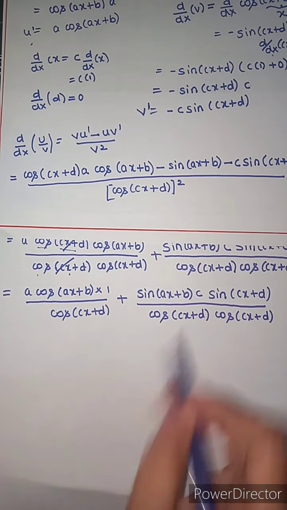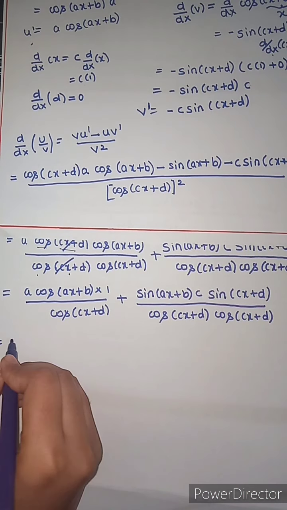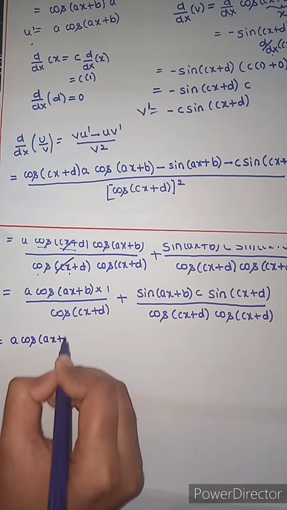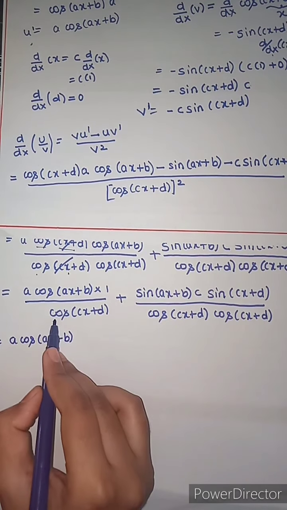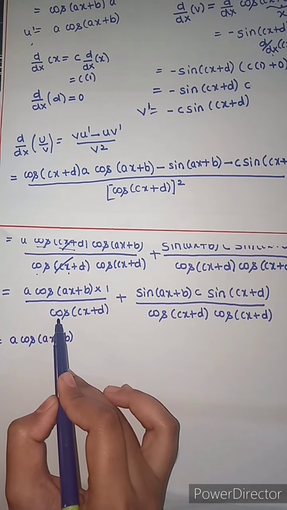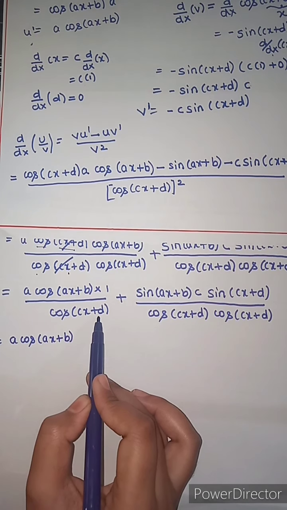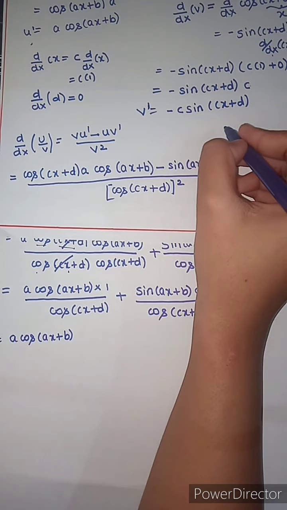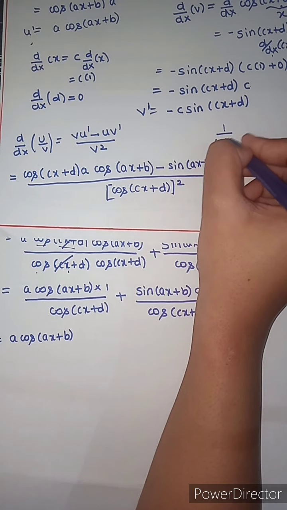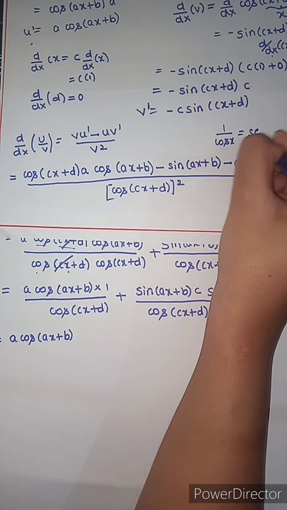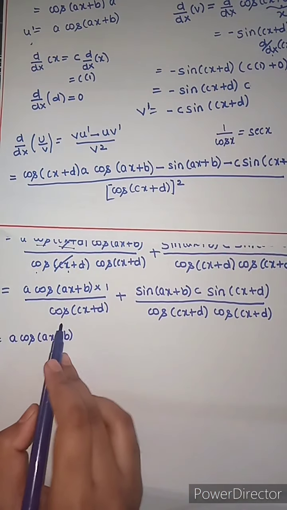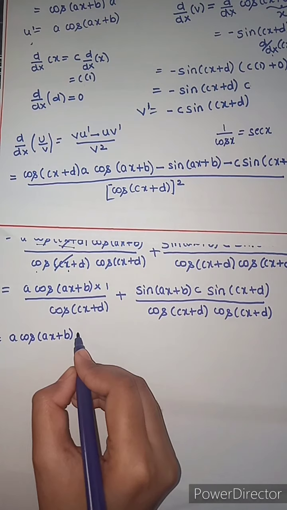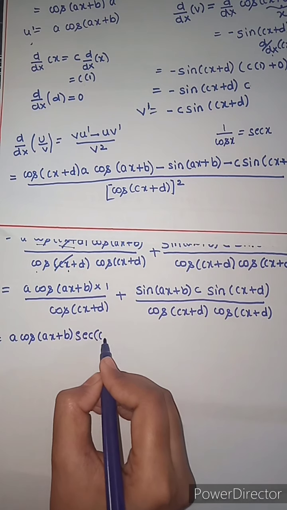Now I have written this as it is. See, numerator a cos of ax plus b. Now denominator is 1 over cos of cx plus d. As we know, 1 over cos x is secant x. So 1 over cos of cx plus d is secant of cx plus d.